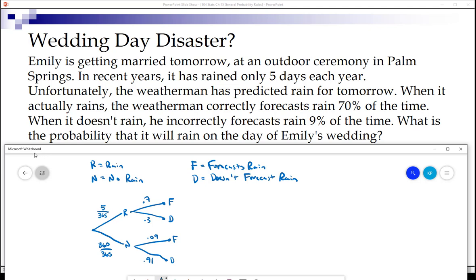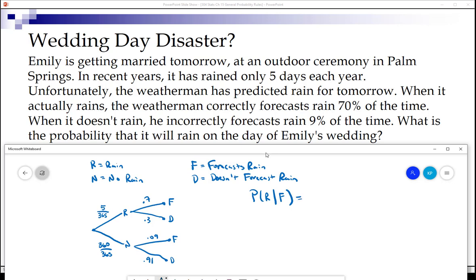Okay, so here it says, what's the probability it's going to rain on the day of Emily's wedding, given the fact that the weatherman has already predicted rain for tomorrow? So really what we're trying to calculate here is the probability of rain given that he forecasted rain. What's the probability that it rains given that he forecasted rain?